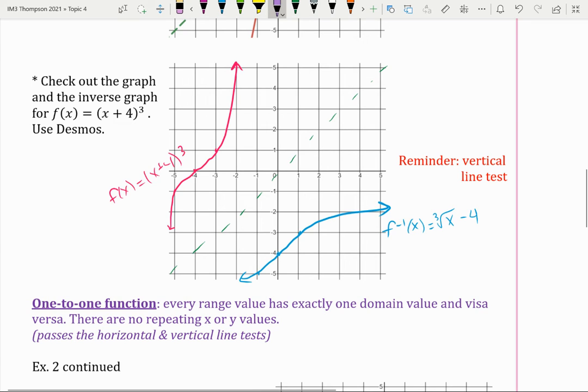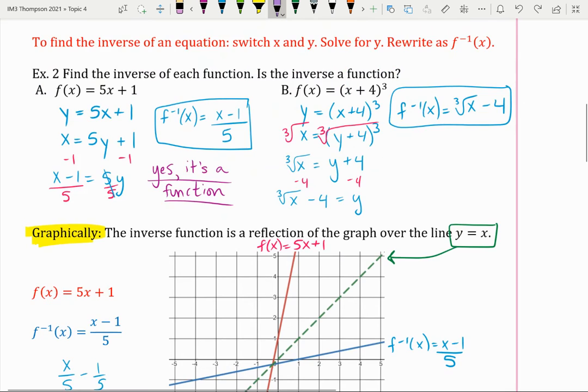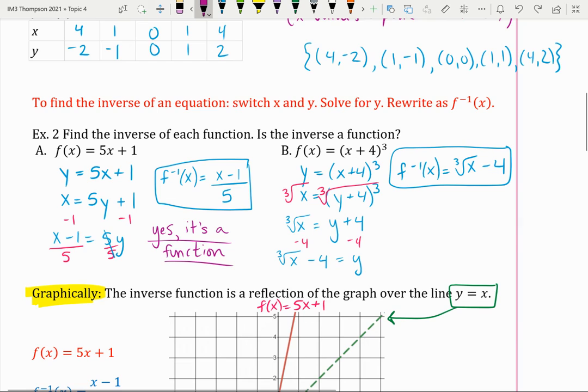any vertical line, doesn't matter, I have to be able to draw it anywhere. Those are not perfectly vertical, but work with me here. Am I ever going to cross that blue graph more than once? No. That means that yes, it's a function. So, yes, it's a function. And I'm going to put in parentheses, it passes the vertical line test.